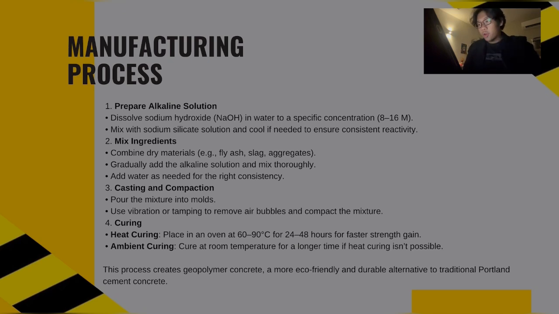Number four, we have curing. We have heat curing and ambient curing. Heat curing is placed in an oven at 60 to 90 Celsius for 20 to 48 hours. Ambient curing occurs when we don't have the appliances to go for heat curing.